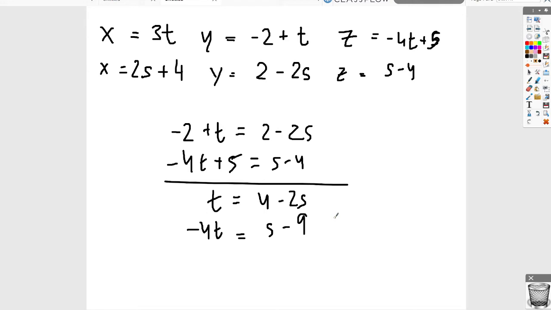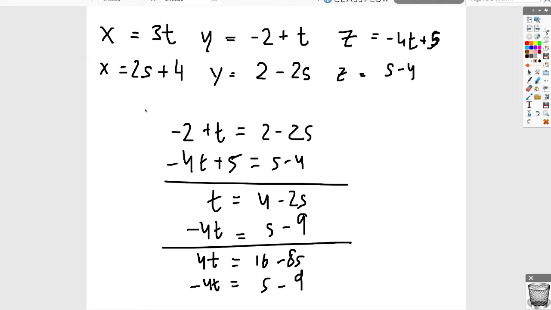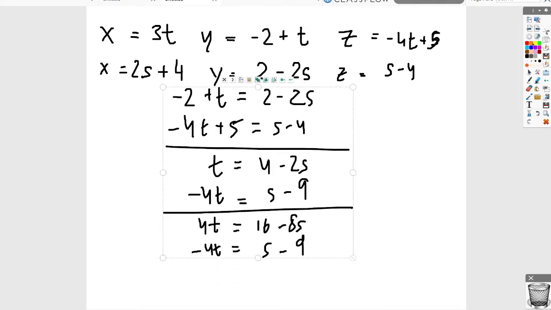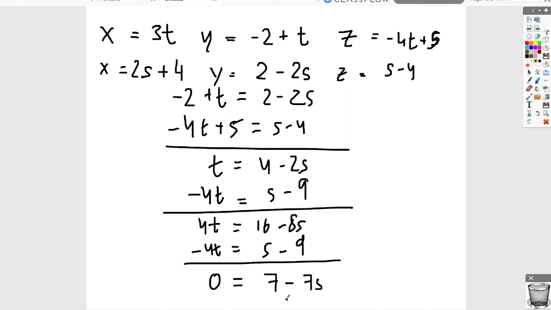Multiply by 4 on top, you will get 4t equals 16 minus 8s, and minus 4t equals s minus 9, and then you can add the equations, which will get you 0 is equal to minus 7 minus 7s, for which you can easily solve s equals 1. So s equals 1. Let's plug it back into one of the equations.